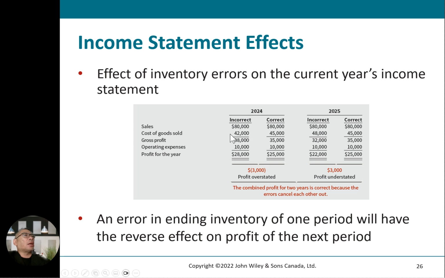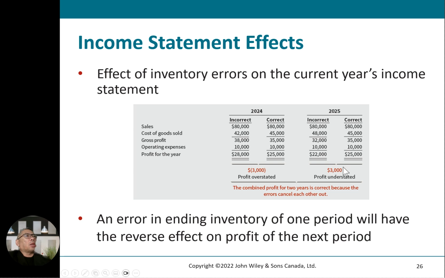On the left side, you got the 42,000 here. You got 45,000. The actual one is 25,000, the correct one. But since you have an incorrect one, you're going to overstate your profit by 3,000. Okay, that's the reason why. Then same issue, you're going to continue here. You're going to be understated here. Okay, the combined profit for 2 years is correct because they cancel each other out.